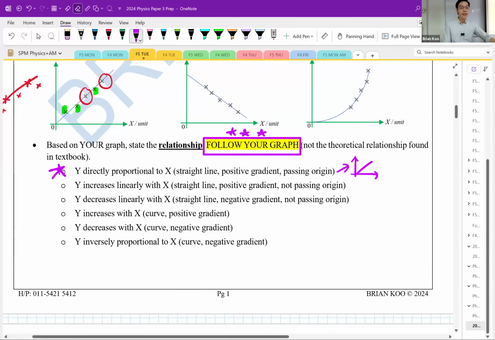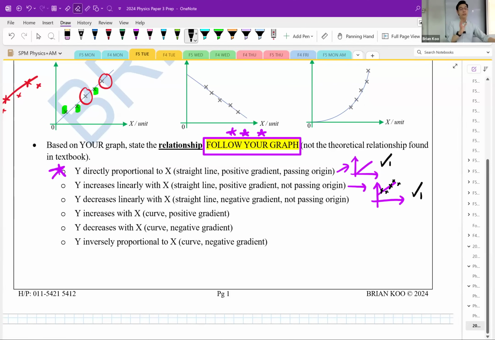But what if your points really, really look like the increased linearly one? Can get marked or not, you think? Yeah, can. This one, correct. If really your one is floating on top like this, can or not? Can. There is nothing wrong with this graph. Guys, the purpose of paper 3 is what? Not to test your paper 2 knowledge. Paper 2, I'll test another way, right? Paper 3 is just to see whether you know how to analyze your own experiment and get a result, get a relationship out of your own graph.